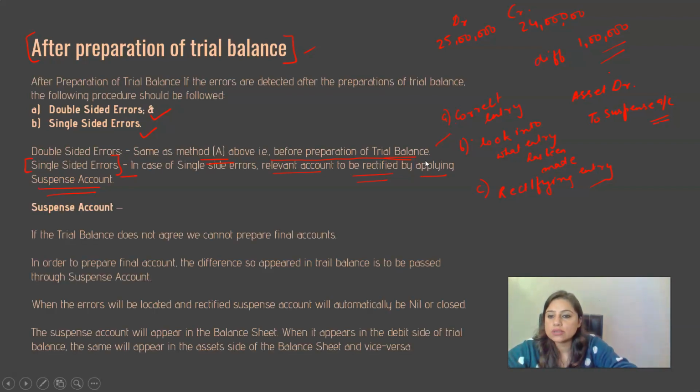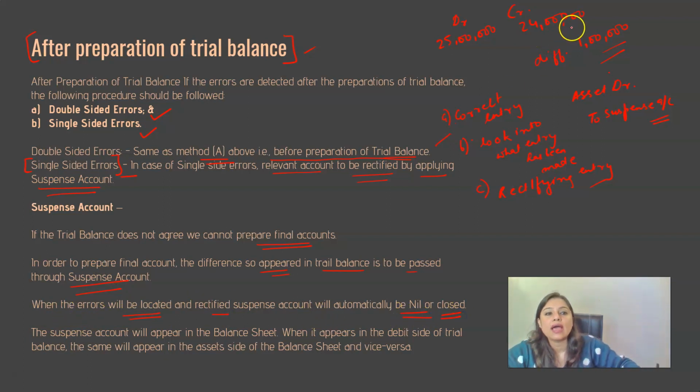So now, what is a suspense account? If the trial balance does not agree, we cannot prepare the final account. So in order to start drafting the final account, it is important to first match the trial balance. And in order to prepare such final accounts, the difference appearing in the trial balance is to be passed through the suspense account. When the errors are located and rectified, the suspense account will automatically be nil or closed.